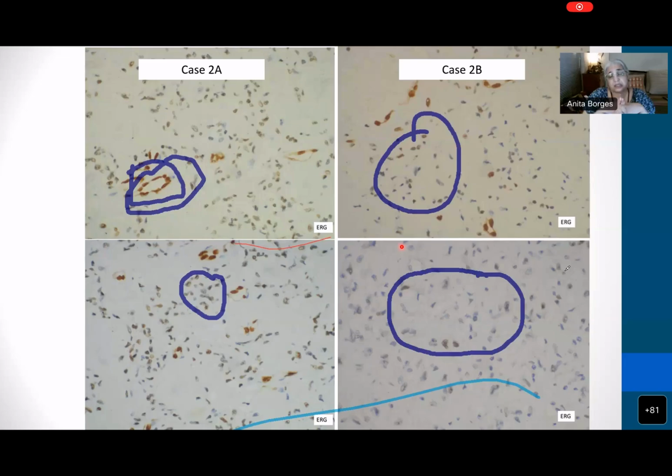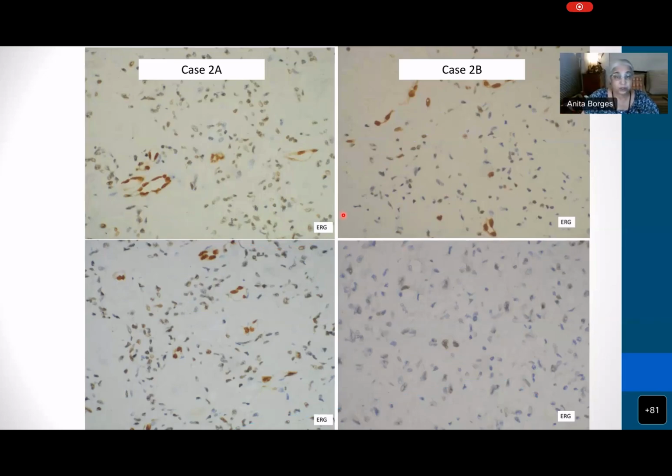So what does that mean? Divya, ERG is an endothelial cell marker. The internal control, which is the endothelial cells in the blood vessels, have marked. So your stain has worked. But the tumor cells are negative. So this cannot be vascular. So your CD31 is marking something which is not endothelial cells. So your tumor cells are not endothelial cells. Have you got the point or not, Divya?